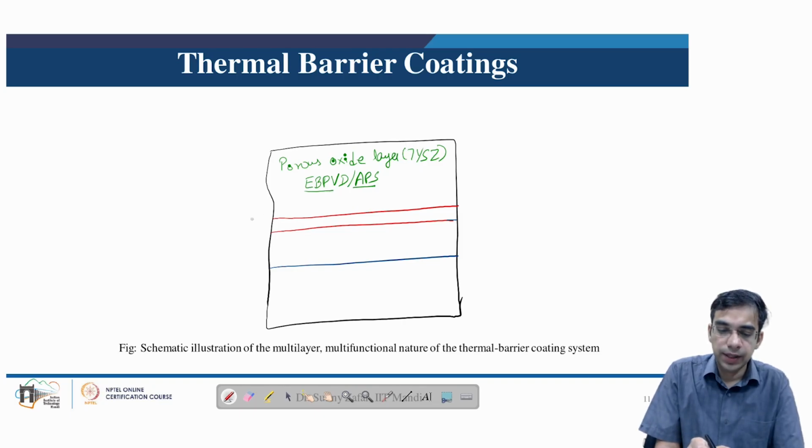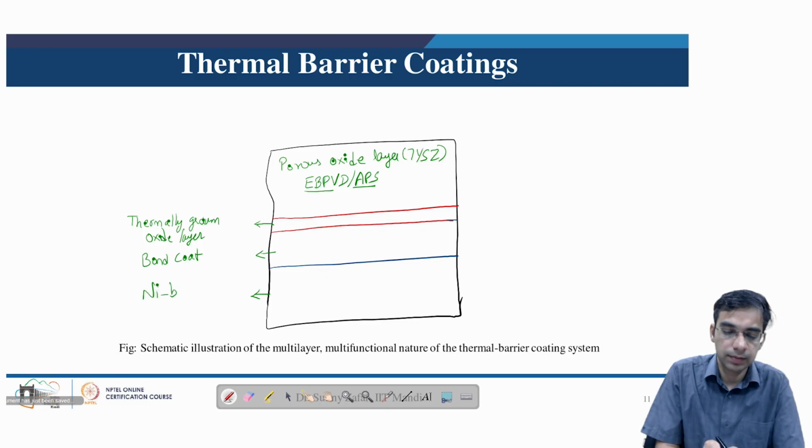Below this layer we have the thermally grown oxide layer. Then we have the bond coat, and lastly this is applied on a nickel based superalloy substrate.